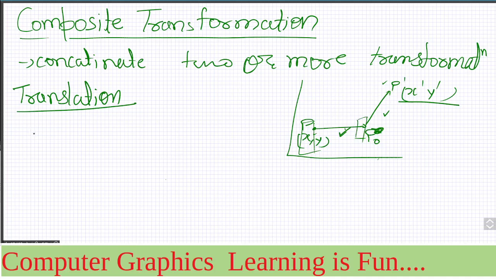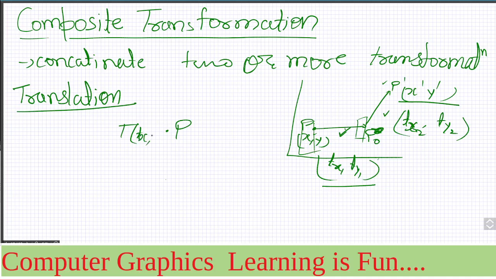Rather than that, what we are learning now is, suppose these are the two translation vectors, let me call them tx1, ty1, and again tx2 and ty2. That means if you want to perform a translation, the first translation is tx1, ty1. Whatever you have as your P, you will perform your translation with this information, tx1, ty1. Now, whatever the result you are getting on these pixels, you will again perform this translation.